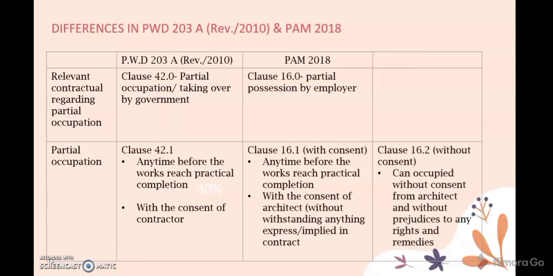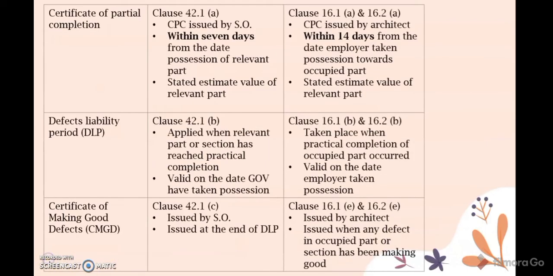For Clause 16.2, the employer can occupy without consent from the architect and without prejudice to any rights and remedies, for several reasons, which are that the completion of works has been delayed and a certificate of non-completion has been issued by the architect under Clause 22.2.